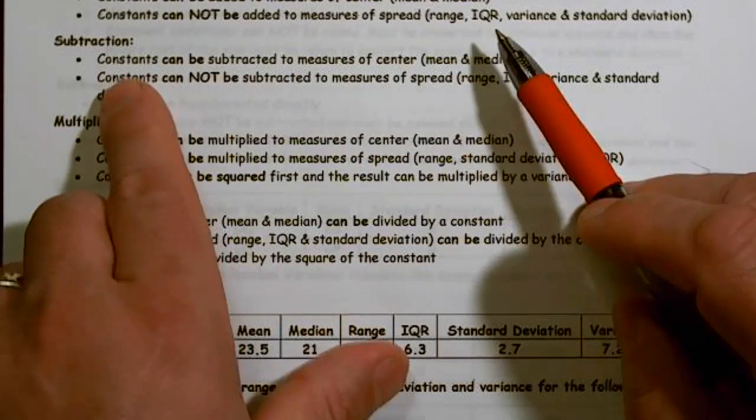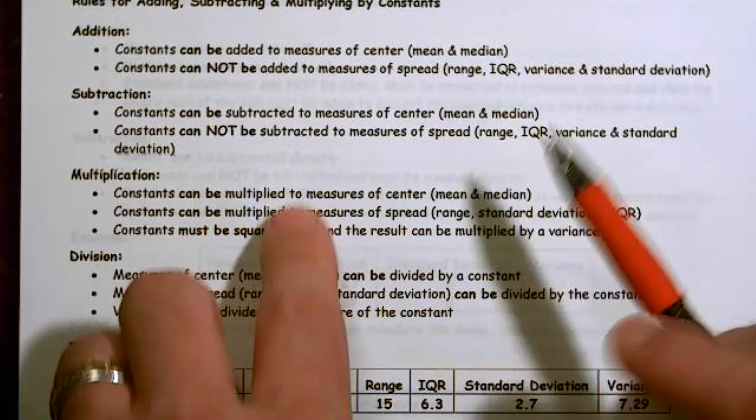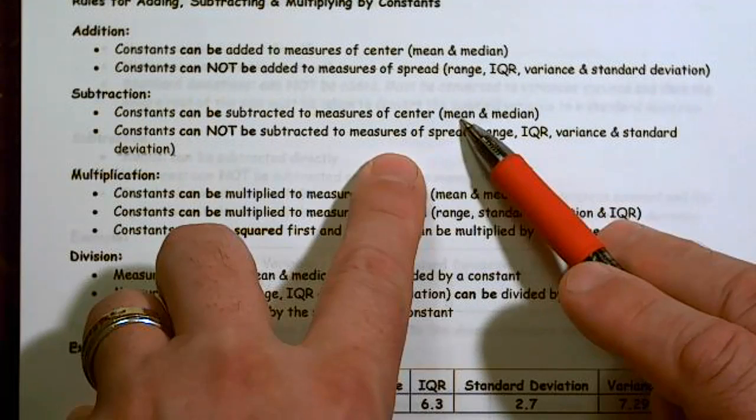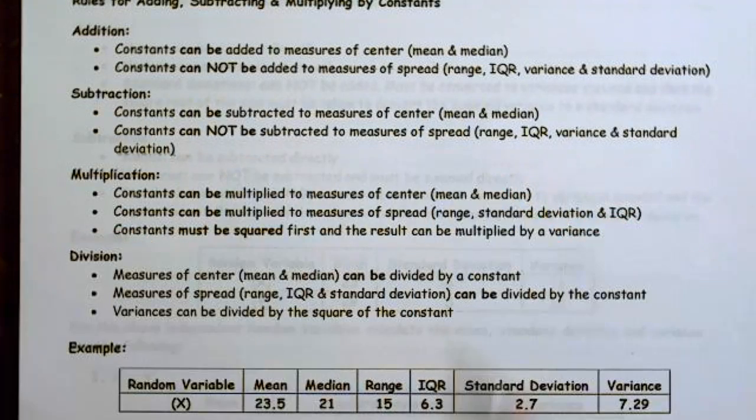Subtraction follows the same rules as addition, because really subtraction is just adding negatives. So once again, you can add a constant to measures of center, but you cannot add constants to measures of spread.